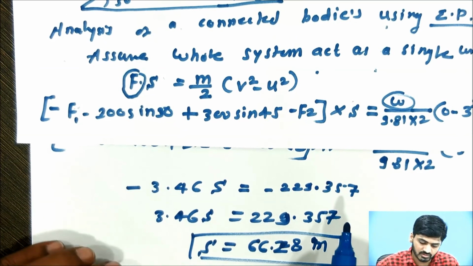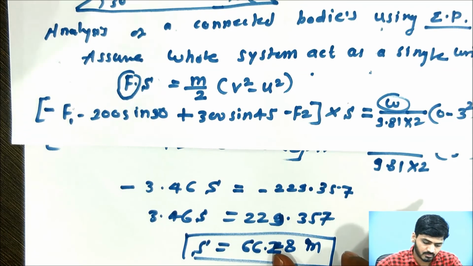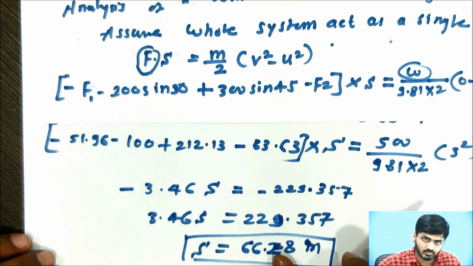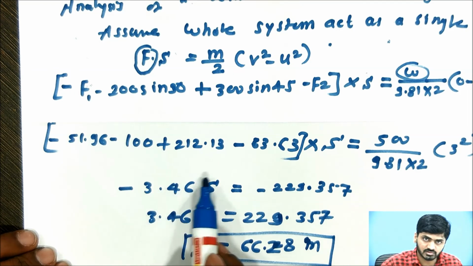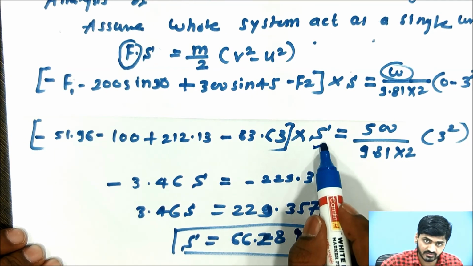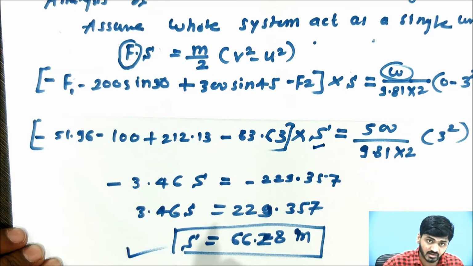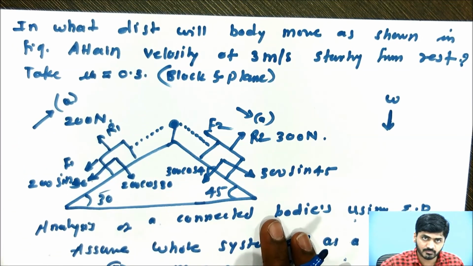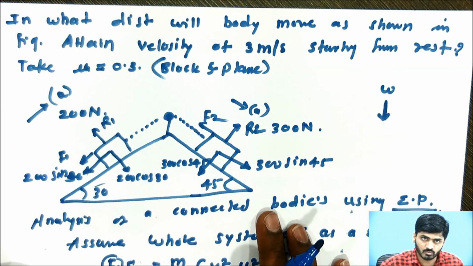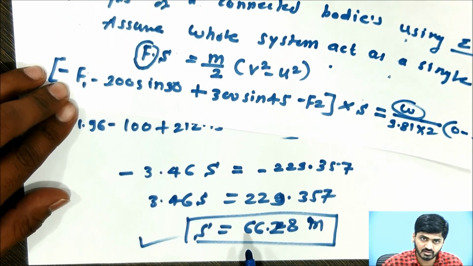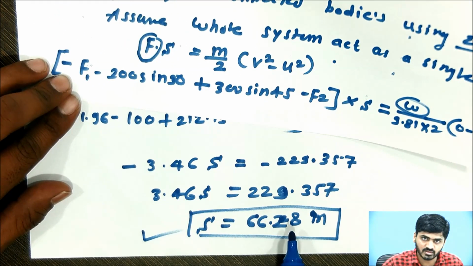So let's solve this, do the calculation, and find out the value of S. S we have calculated here comes 66.28 meter. In the problem statement they have asked, in what distance will the body move. So that distance we have calculated here, it comes 66.28 meter.